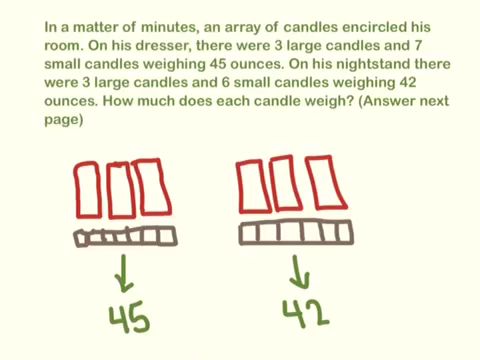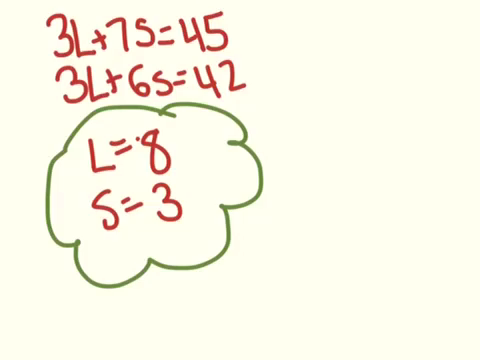In a matter of minutes, an array of candles encircled his room. On his dresser there were 3 large candles and 7 small candles weighing 45 ounces. On his nightstand there are 3 large candles and 6 small candles weighing 42 ounces. How much does each candle weigh? Did you get the answer right?